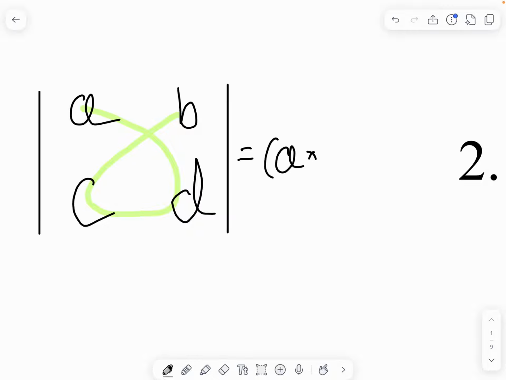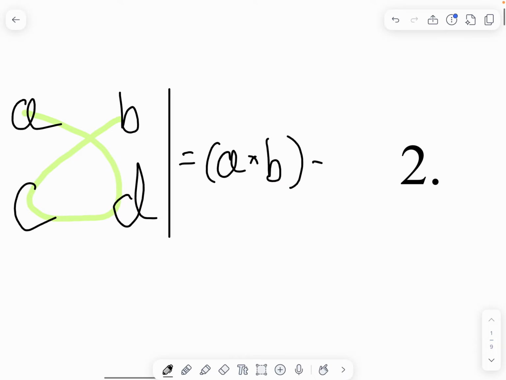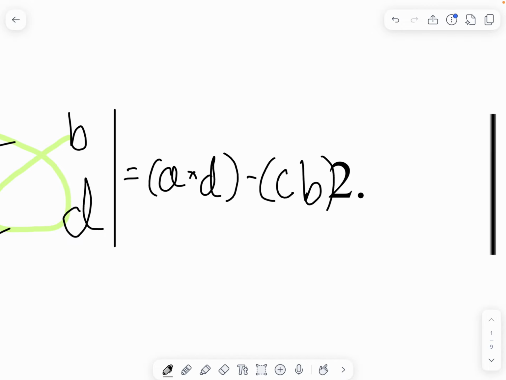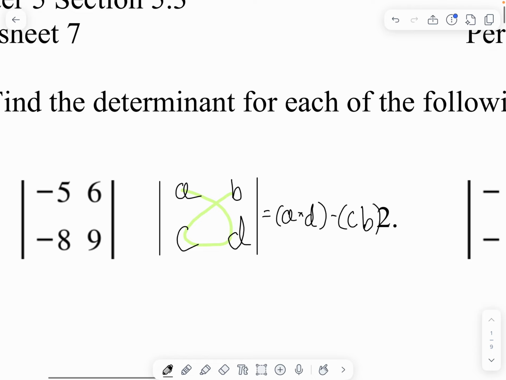times D minus C times B. Sorry, this is A times D. Okay, so that's how you find the determinant. So let's do our first question.